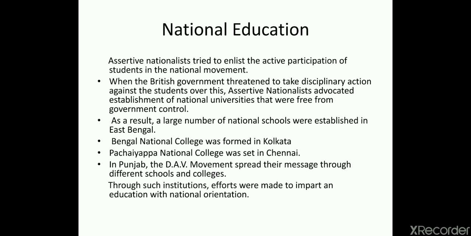Then the universities which were set up, like Bengal National College, was formed in Kolkata, Pachaiyappa's National College was set up in Chennai. In Punjab, the DAV movement spread their message through different schools and colleges. So, through such institutions, efforts were made to impart an education with national orientation. Okay, so that was the national education, and here comes passive resistance.